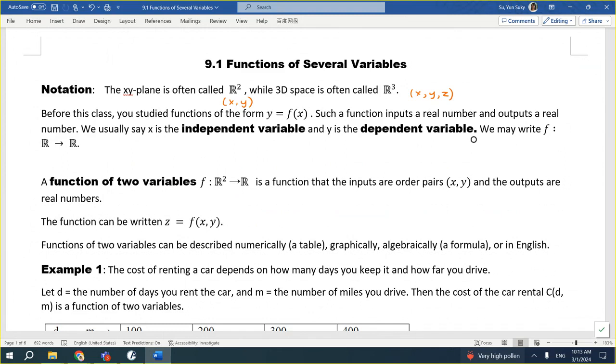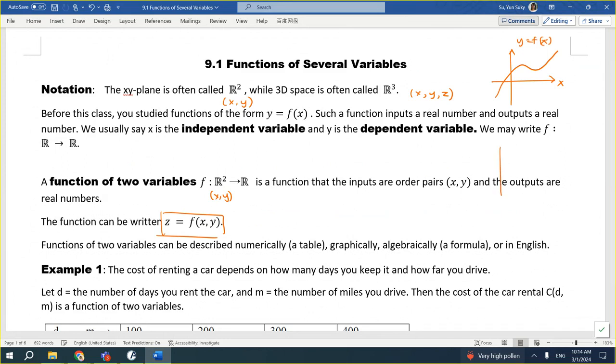So now we have a function from R2 to R. R2 is x and y. A single variable function y equals f of x has the x coordinate, the y coordinate, and your function like that. But now f goes from the xy plane to R. So you get z equals f of x, y. The input is an ordered pair. The output is a real number.